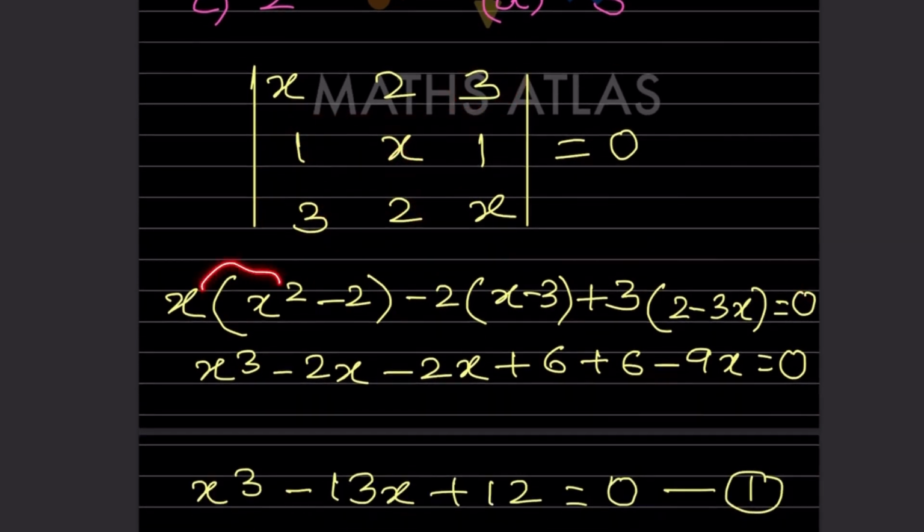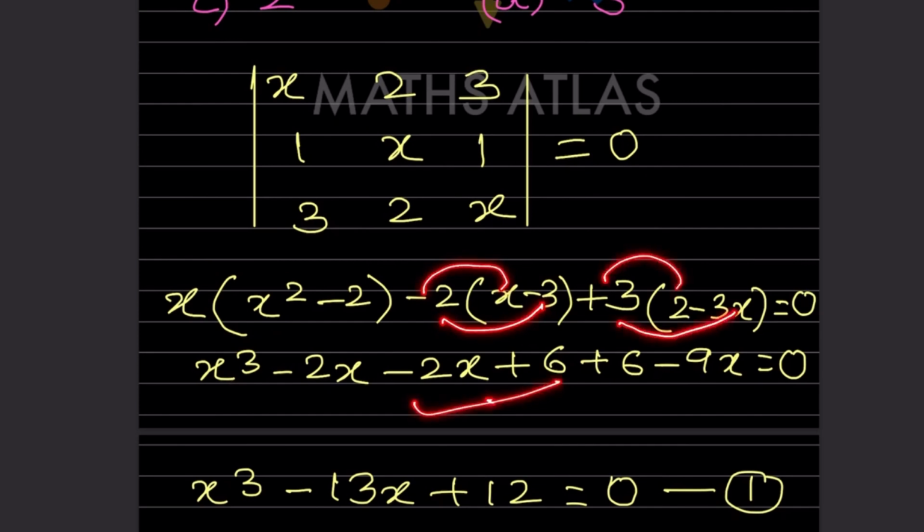So now you are going to expand this one. So x cube minus 2x, again this one, minus 2x plus 6, again this one, that is plus 6 minus 9x, and that is 0.